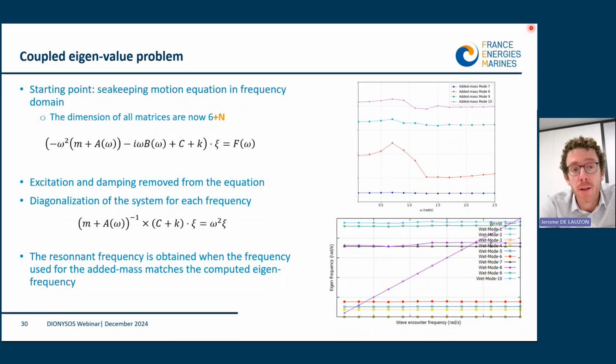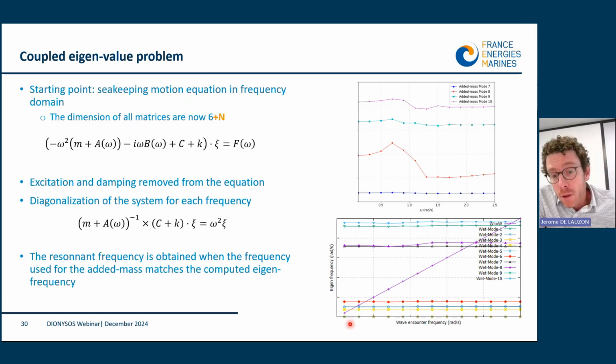Then to perform the modal analysis, the coupled eigenvalue problem, we do what we typically do. So we remove the excitation and the damping from the motion equation. And then we have a system that we can diagonalize. And here we have to do this for each frequency because the added mass depends on the frequency. So for each frequency, we solve a different problem. And then we obtain the resonant frequency when the frequency used for the added mass matches the eigenfrequency that we obtain. And this is what is illustrated on the right-hand side.